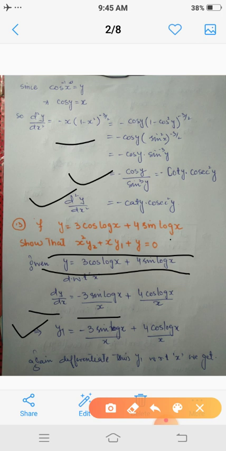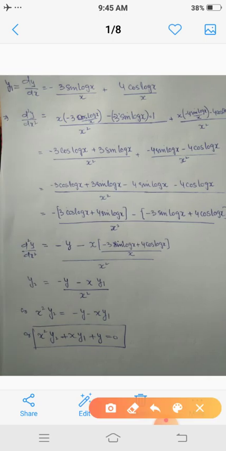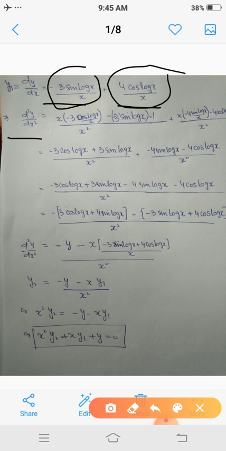Now we have to find y2. This means that we have to again differentiate this y1 with respect to x. When we differentiate, we get d2y upon dx square, that's y2. Here we have two functions, both are quotients. So using the quotient rule of differentiation two times, firstly in this function and second in this function, we simply get d2y upon dx square is minus 3 cos log x plus 3 sin log x minus 4 sin log x minus 4 cos log x upon x square.